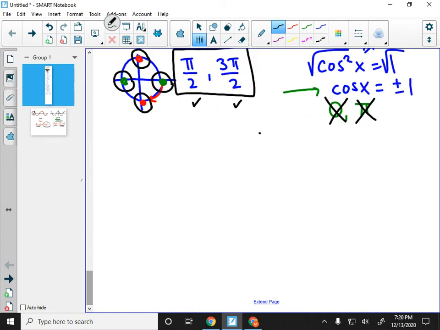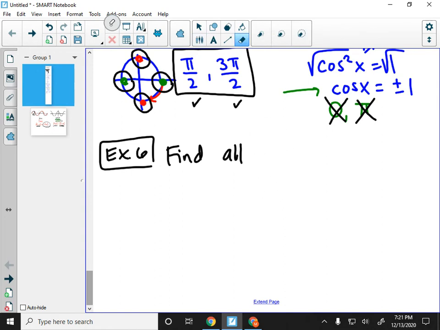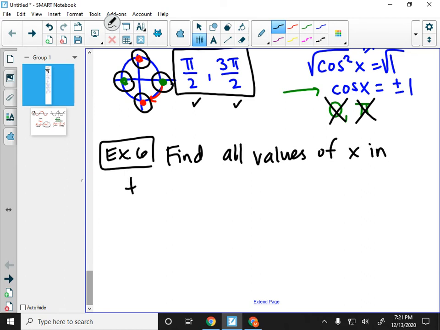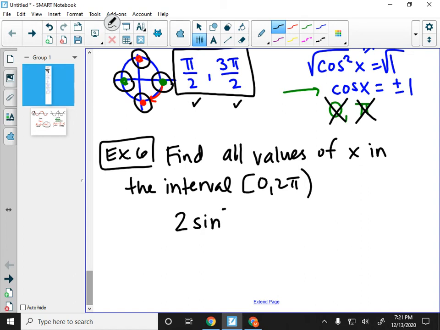Okay. Last problem. Thank you for bearing with me on all these notes. We're going to find all the solutions again. Oh, whoops. Let me write a little bit nicer. All values of x in the interval 0 to 2 pi that solve this equation: 2 sine squared of x plus sine of x equals 1.